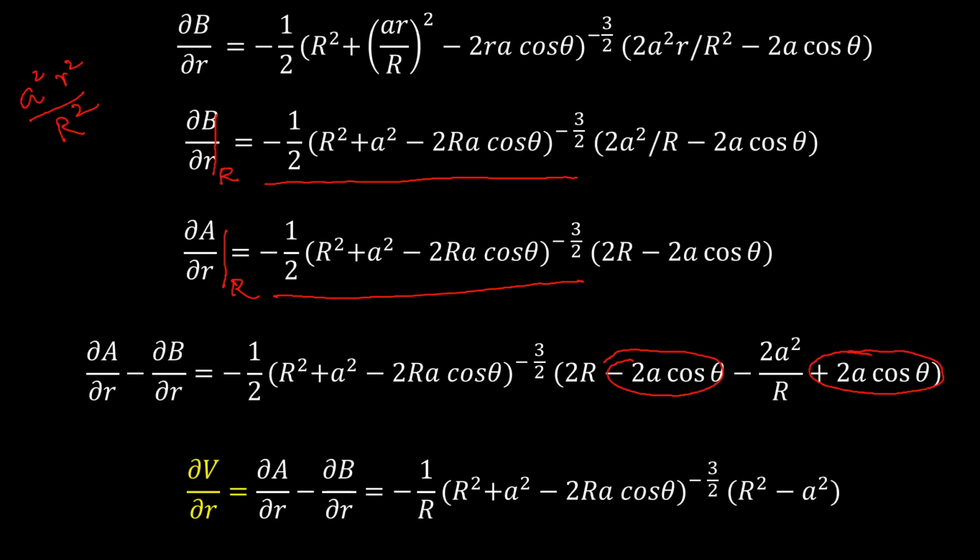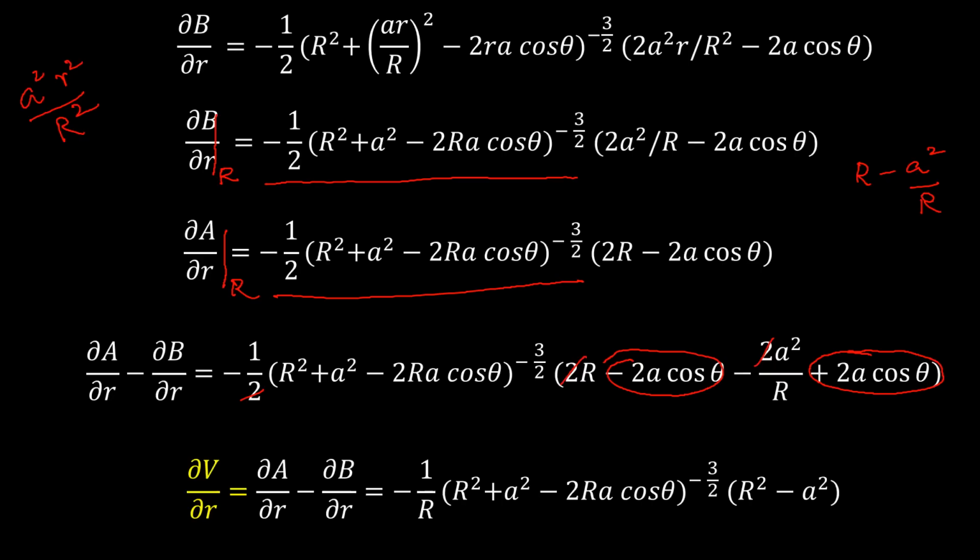Then you can see here you have 2. This 2 will get cancelled with this 2. Here you have 1 over 2, and here you have 1 over 2. Now r minus a squared over r. Now we will simplify this. That is, you have r minus a squared over r.